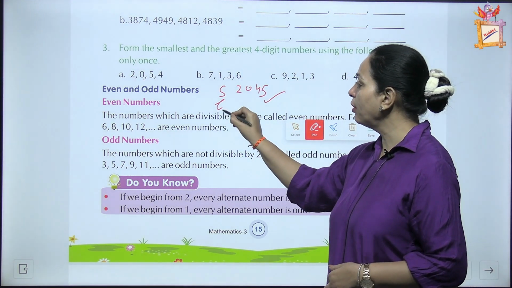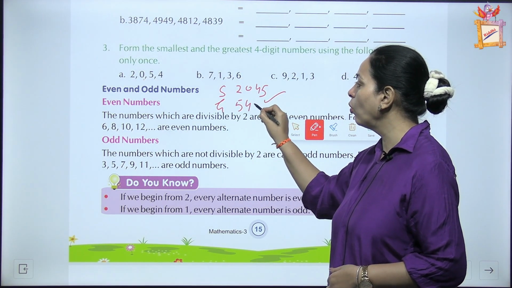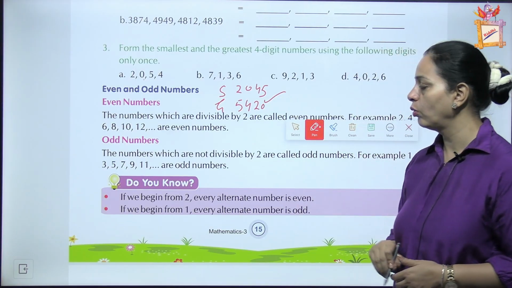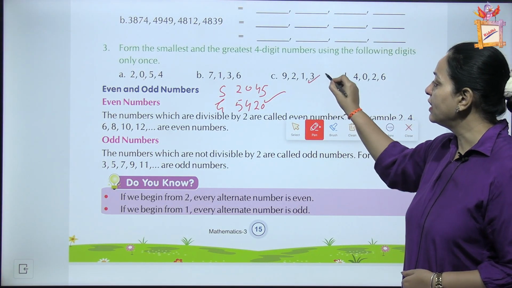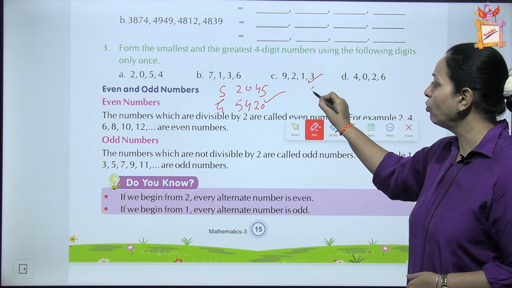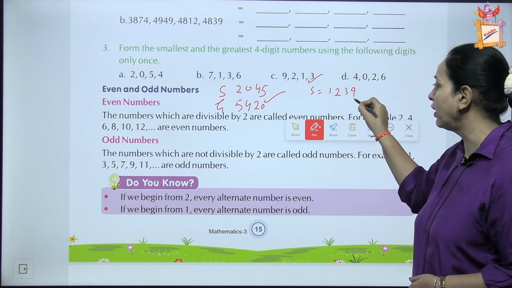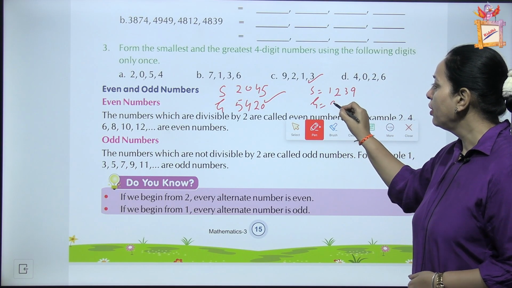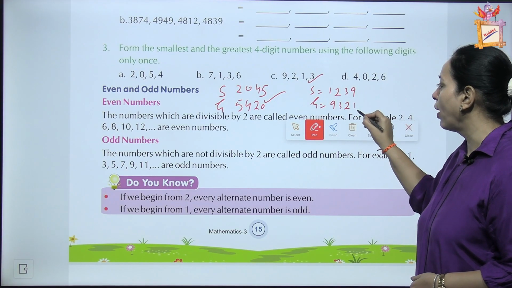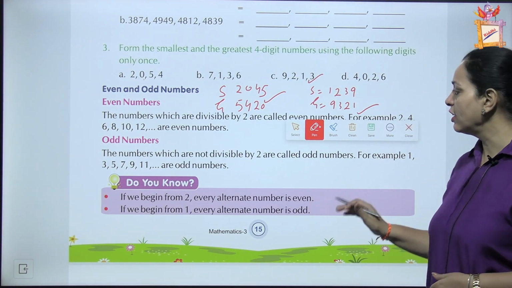And greatest number 5, 4, 2, 0. Okay. Similarly, C part 9, 2, 1 and 3. Smallest number क्या बनेगा? 1, 2, 3, 9. And greatest number 9, 3, 2, 1. So I hope this is clear to you.